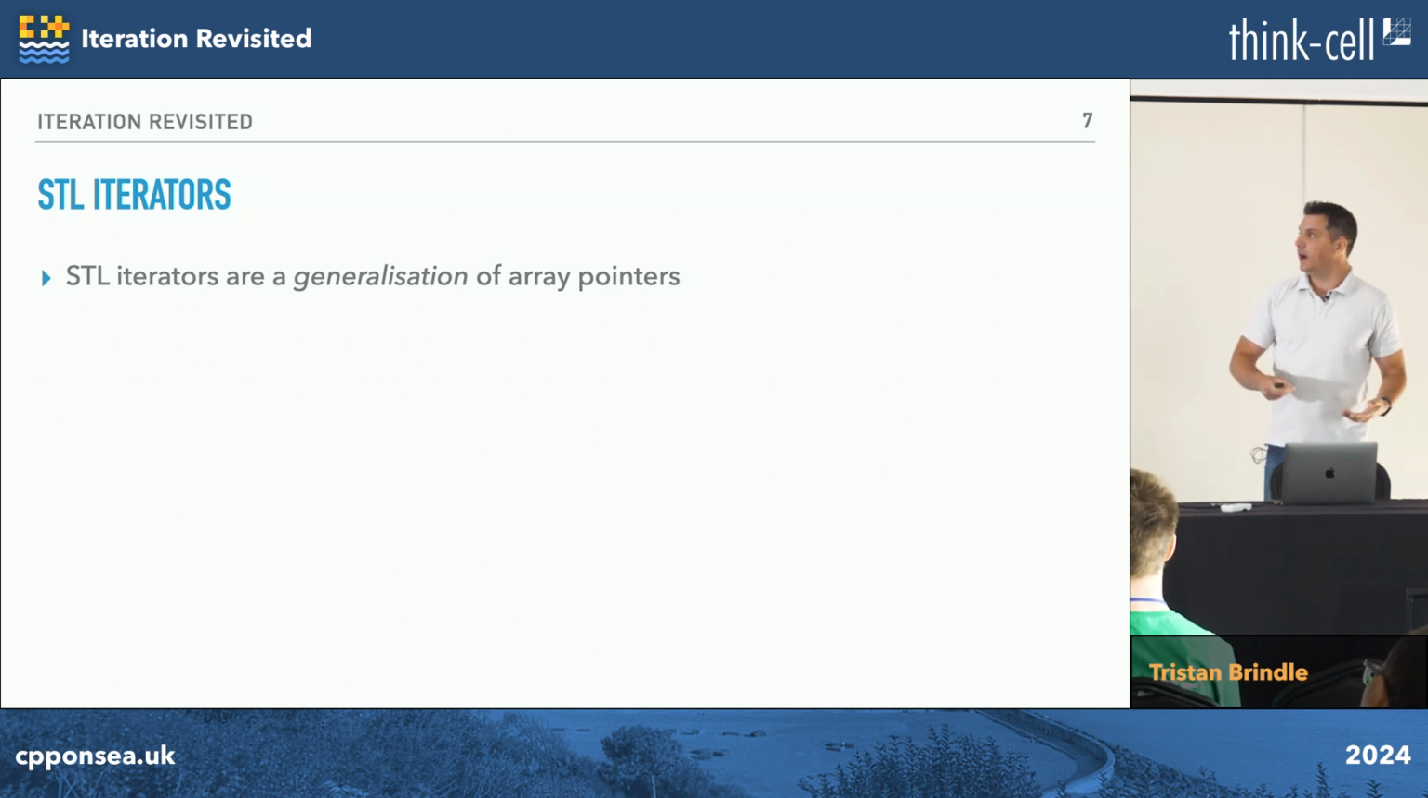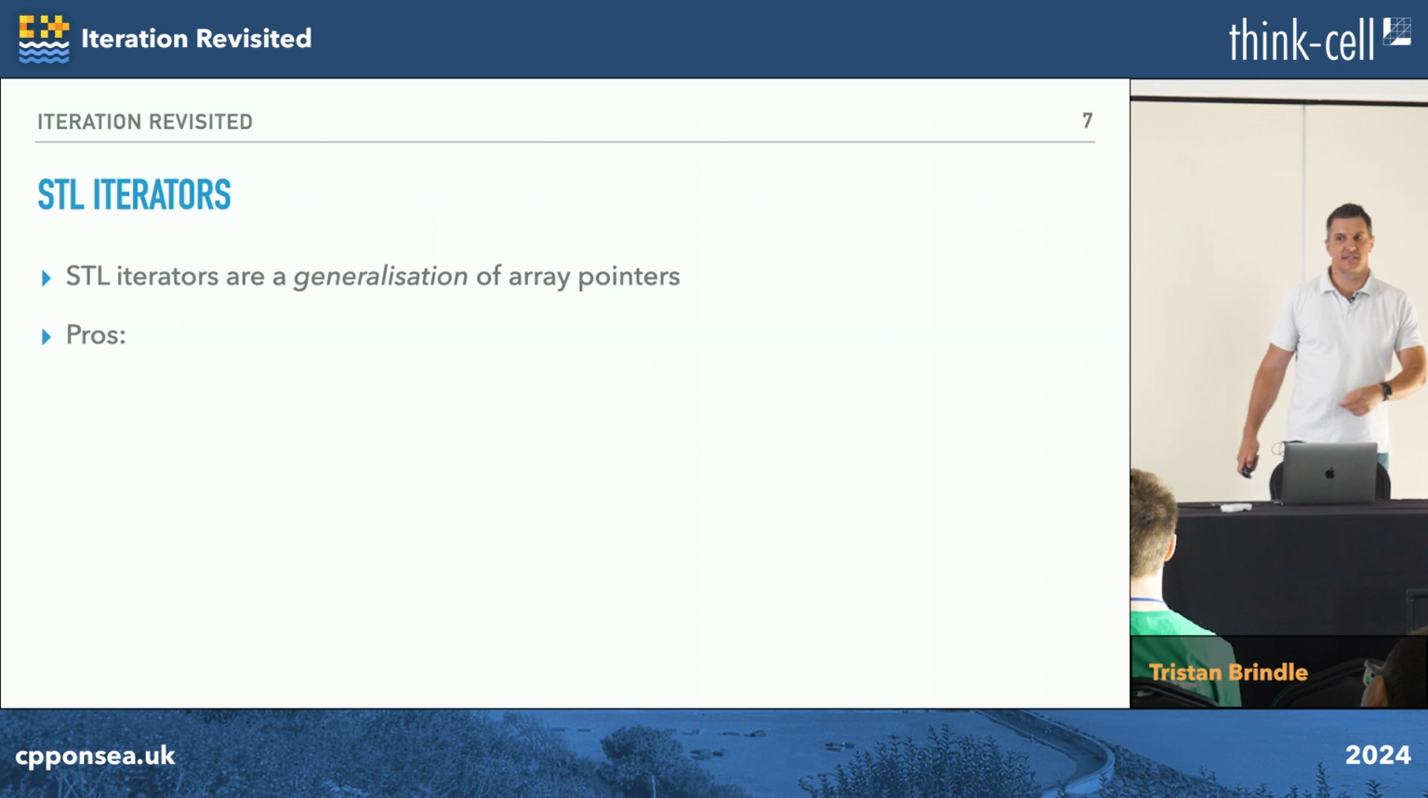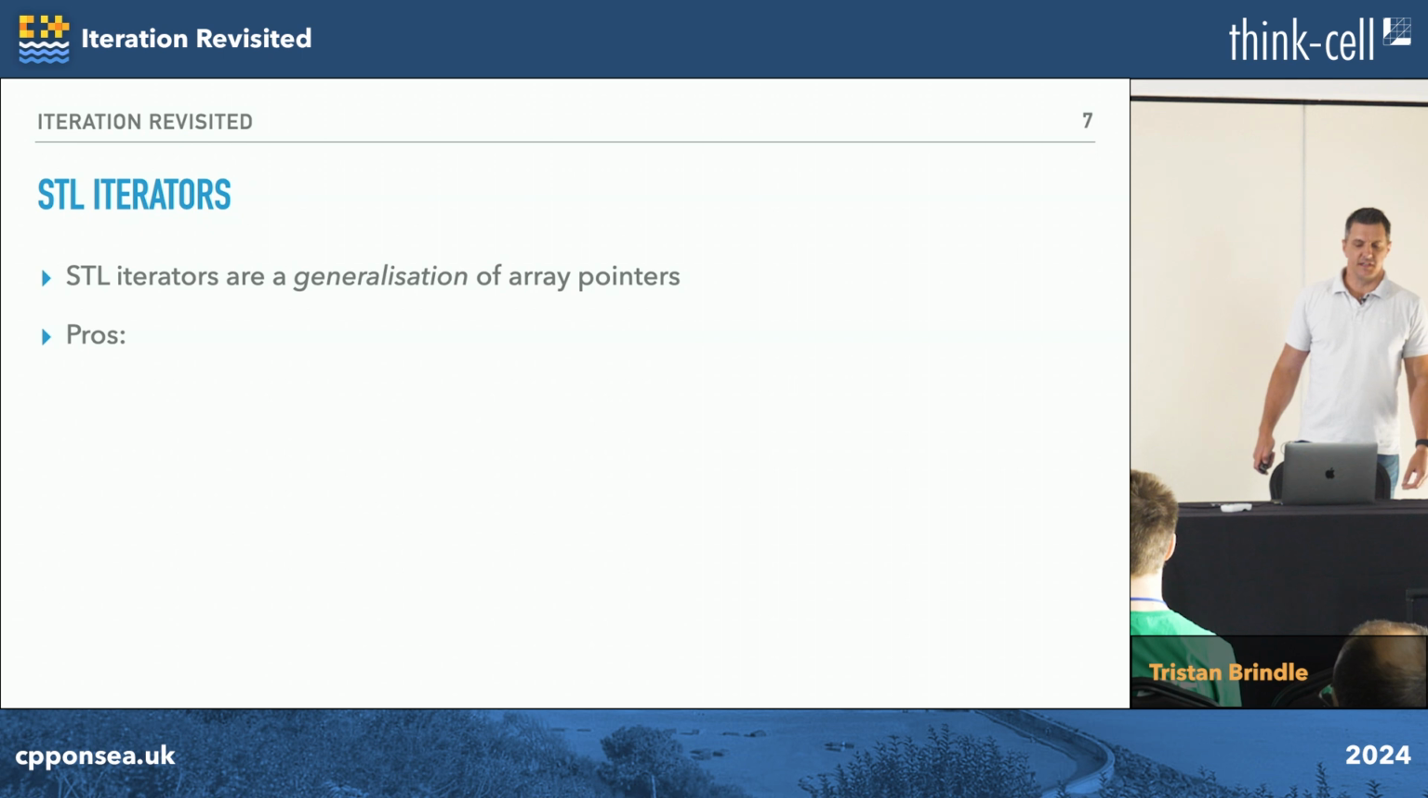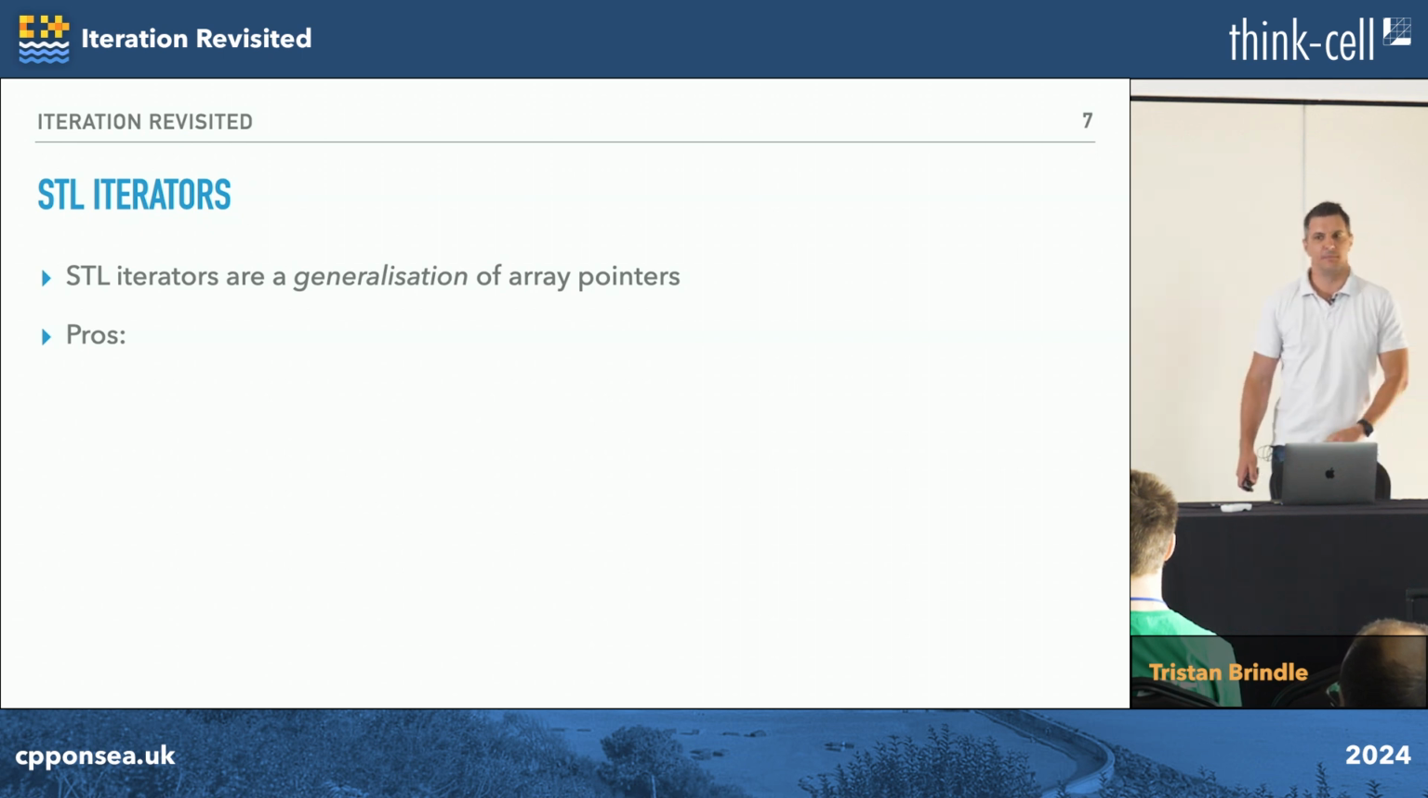And in fact, pointers into contiguous sequences, like we just saw, are the most general, the most powerful kind of iterators. They're contiguous iterators. So this is the model that we've had in C++ since 1998. In fact, the library, the STL, is a little bit older than that. It's like 30 years old now. It's been around a very long time.